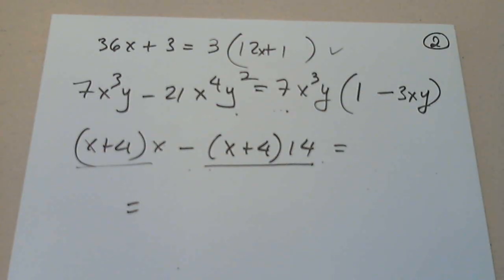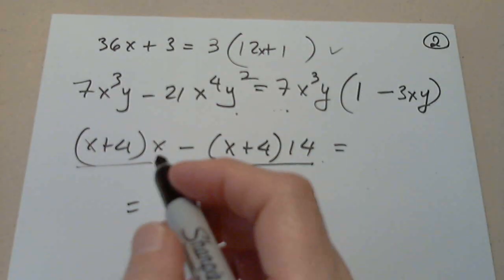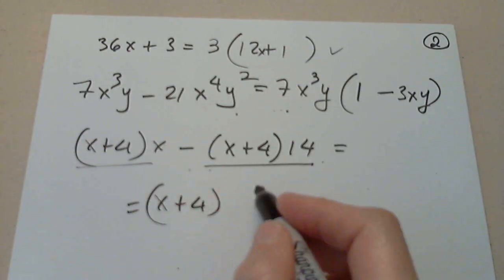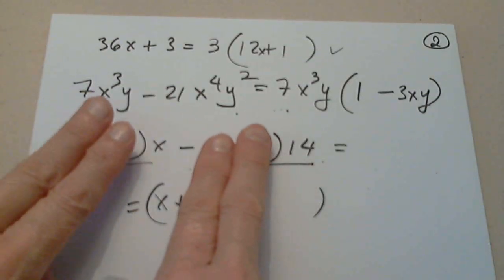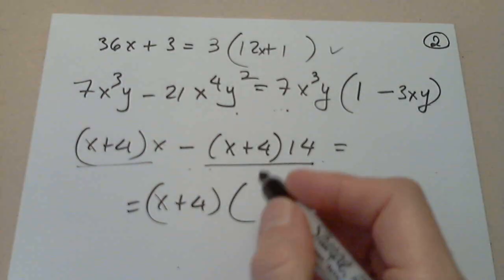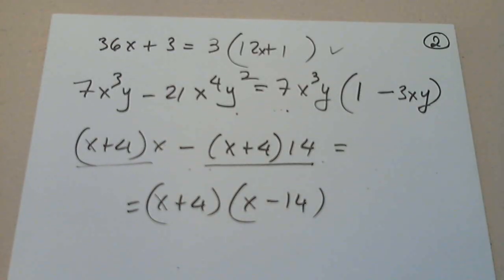That has to be pulled out. X plus 4. Indeed. And what is left in parentheses once we take these out? X minus 14. X minus 14. That's it. Good.